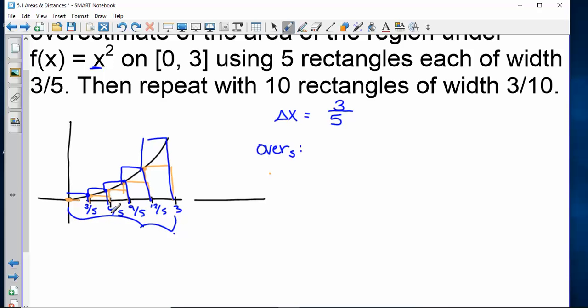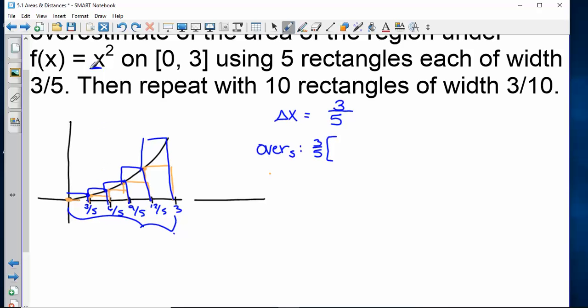So I'm going to add up these 5 areas. Now can we agree that since I'm going to be taking each of these times 3/5 because that's the width, could I just put the 3/5 once out in front? So I'm going to put the 3/5 here, that's the width, and then I basically just have to add up my height at each of these. So if I'm doing the overestimate, I'm doing the blues here.